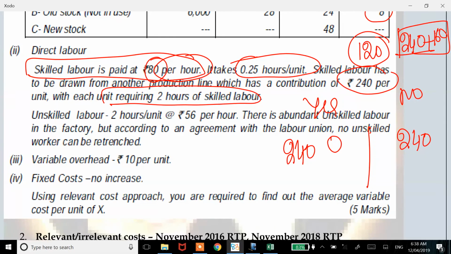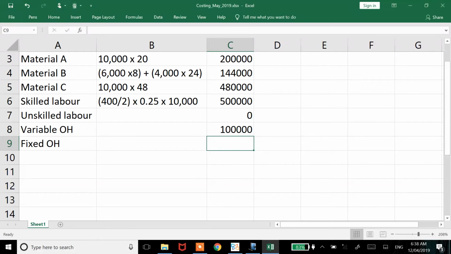Fixed overhead, they have not mentioned anything. In fact, they have said no increase. If they say fixed cost is going to increase by some number, that becomes a relevant cost because that's an additional cost. If they had mentioned fixed cost as 5 per unit, we would end up writing it as 0, and you will write a note saying that it is assumed to be a committed fixed cost and hence irrelevant. Like the rent which I pay for this building: whether I take classes or not, I'll have to continue to pay the rent, so it becomes an irrelevant cost. The faculty cost becomes a relevant cost because that is incurred only when the classes are taken. So all fixed costs by rule are considered irrelevant. So fixed overhead is 0.